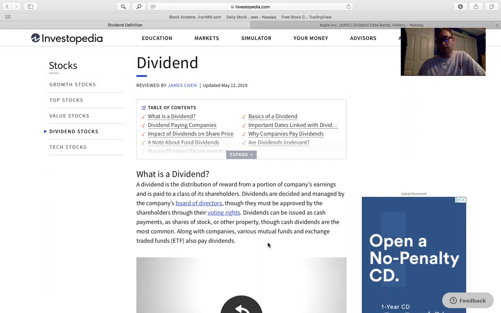Some companies that pay a dividend: Verizon pays a pretty solid dividend, I believe. AT&T, I think, pays a really good dividend. Apple pays a decent dividend. But not every company does pay a dividend. Amazon, obviously Amazon is successful, and Bezos is a mogul. And Amazon doesn't pay a dividend.